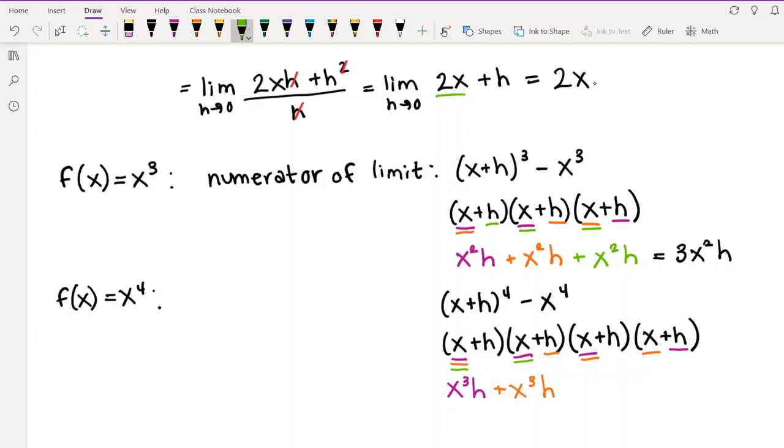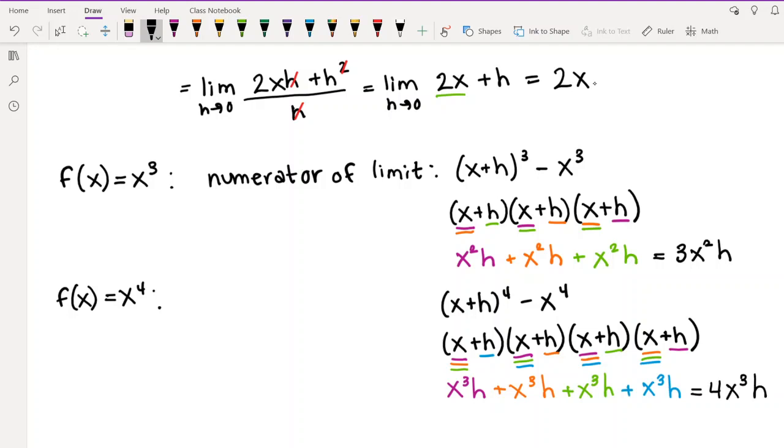So let's see, x, x, let's pick this h, and then this x, so that would be another x cubed times h. And then we could also do this h, this x, this x, this x. So basically going through and finding all the different ways that you could end up with only one h, and so that means all the rest of them have to be x's. And so this would come out to be now 4x cubed h.